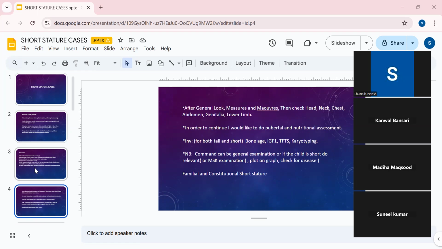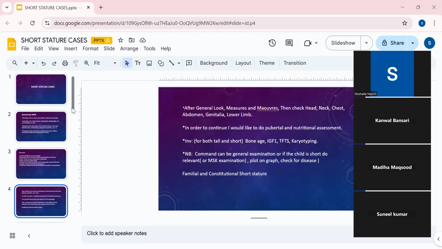Don't forget it. If you are not doing it, ask the examiner that I would like to look at the genitalia for any cryptorchidism that can be found in Noonan's, okay? Or maybe it could be something else also, because in Down syndrome there are chances of tumors, malignancies. So you have to mention the genitalia for sure, okay?